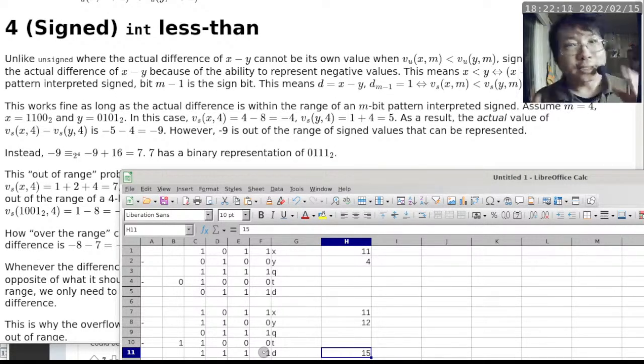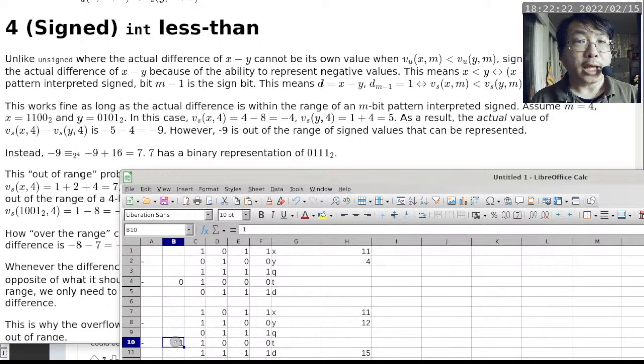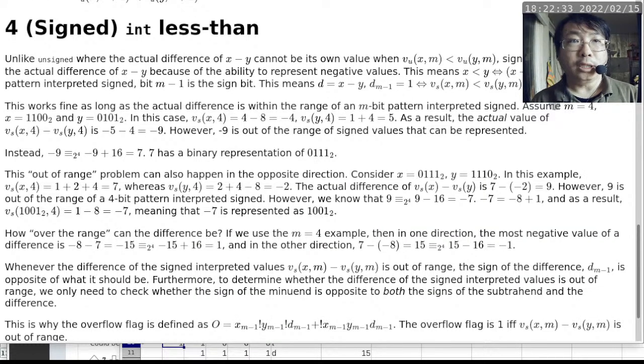So yes, I did explain why 15 makes sense, but 15 by itself is not the answer. Because you have to combine the 15 with the overall borrow and say, you have 15, but you owe 16, so the actual net value is negative 1. Then it makes sense. So in signed interpretation, it's a little bit handier.